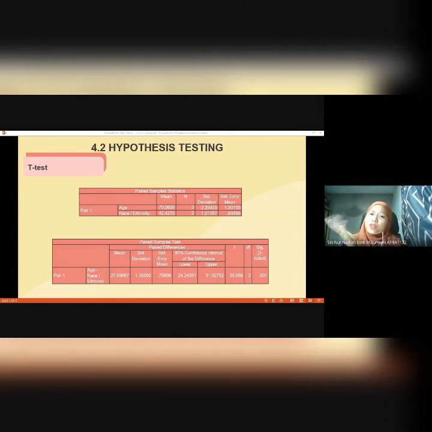So next, what is the t-test? Briefly, a t-test is a form of inferential statistic used to assess if there is a substantial difference between the means of two groups that may be linked to certain features. As you can see in the slides here, we have two tables. We have the paired sample statistics, and also the paired sample test.